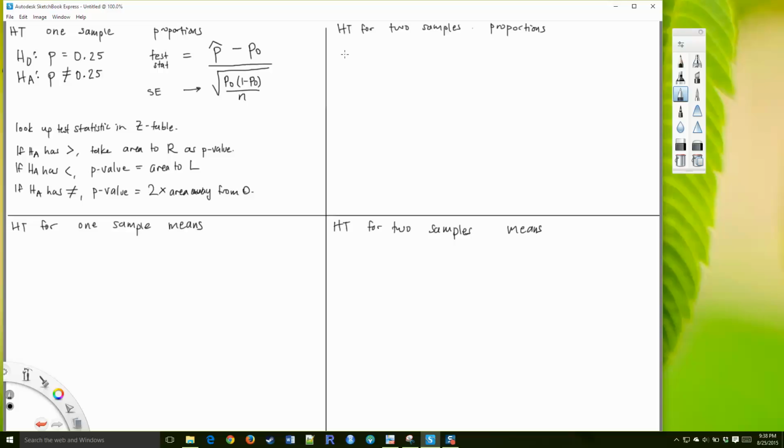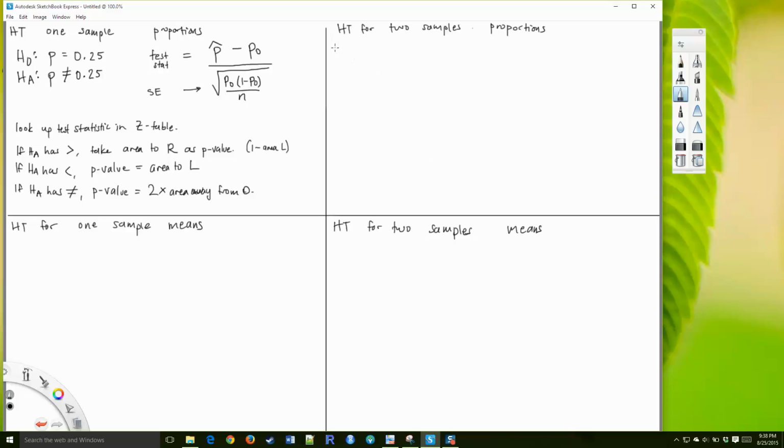Any questions? Yes? For those last two sentences, is there like an equation for each one? Like 1 minus something? Well, area to the right means 1 minus area to the left, right? The table always gives you area to the left, so area to the right is 1 minus area to the left. But other than that, I don't have equations. These are just the concepts you've got to know.